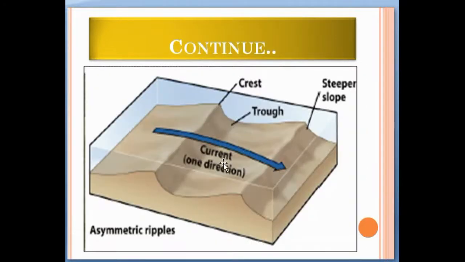See here, this is the one-way current. As you can see, this is the crest and this is the trough. So these are the asymmetrical ripple marks.